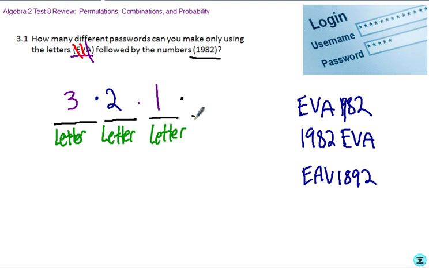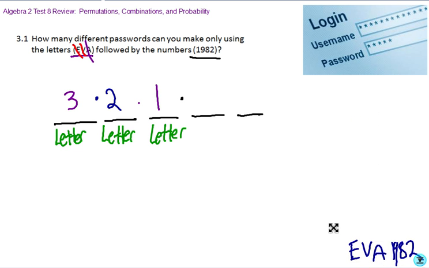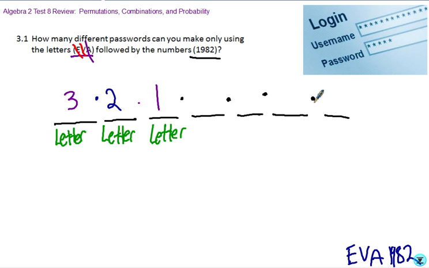So I've got 4 numbers that I'm using. Again, I'm not choosing from all numbers. I'm just picking from the 4 numbers that I want to use here, 1982, maybe somebody's birthday. So I've got 4 numbers to pick from. And then once I've used one of those numbers, now I have 1 less, and 1 less. And then I've got 2, and then I've got 1.